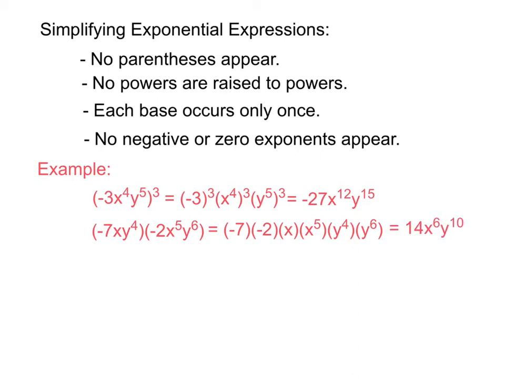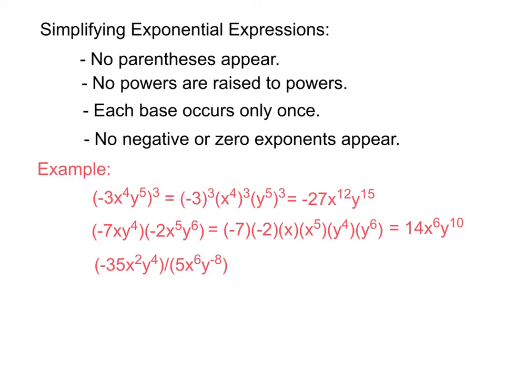Now this gives me 14. Now it's x to the sixth because we're going to add the exponents. X is actually x to the 1 times x to the fifth, so we add 5 plus 1, that gives us an exponent value of 6. Then y to the fourth, y to the sixth, 4 plus 6 is 10. So the final answer is 14, x to the sixth, y to the 10th.